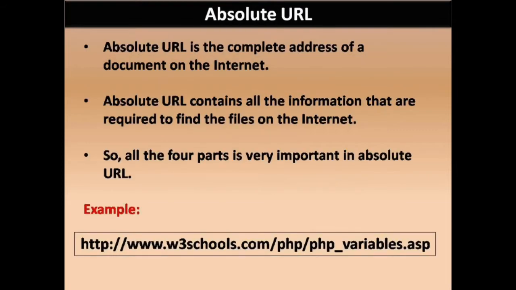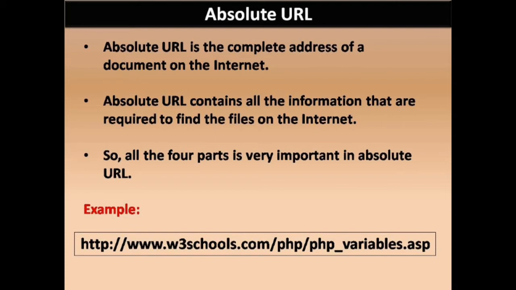Absolute URL. Absolute URL is the complete address of a document on the internet. We have already discussed that a URL consists of four parts. So absolute URL contains all the four parts. It contains all the information that is required to find the file on the internet, that is domain name, protocol, folder names, file names, and the extension.